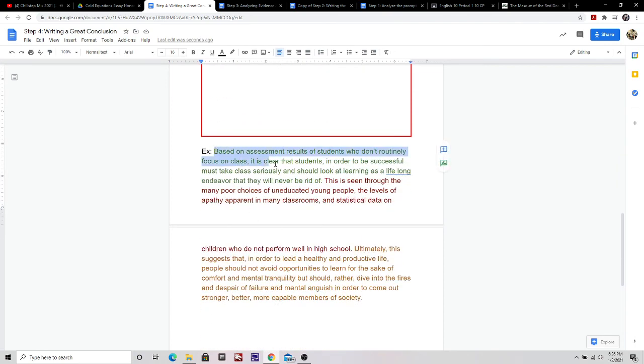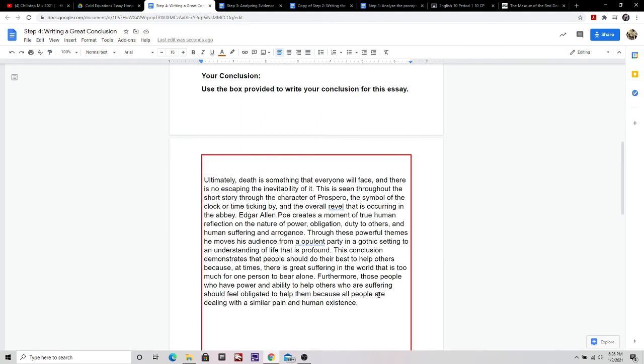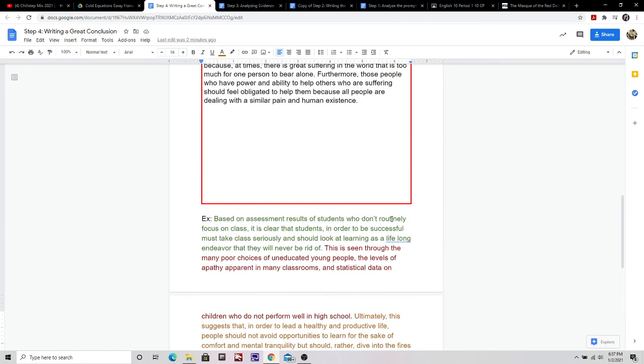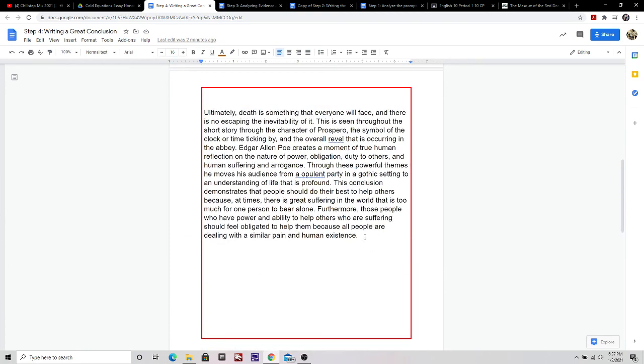I also have an example of a conclusion down here. This is one where I'm just making fun of students based on assessment results of students who don't routinely focus in class. It is clear that students, in order to be successful, must take class seriously and should look at learning as a lifelong endeavor that they will never be rid of. Yeah, so it's just me kind of throwing a little sass at you guys. But it still serves the same purpose, follows the same format.